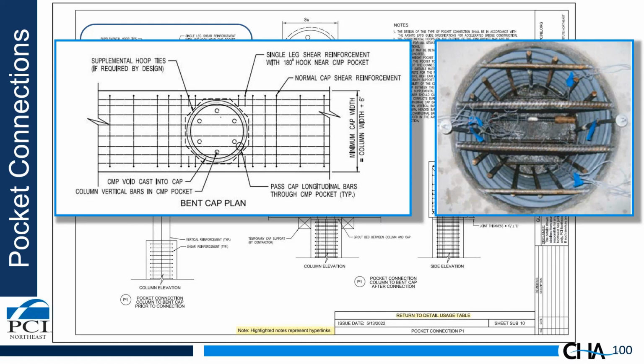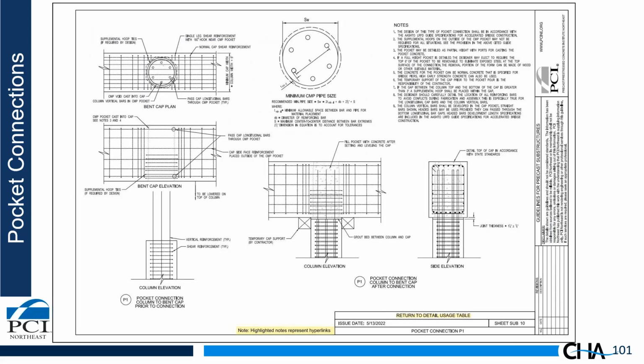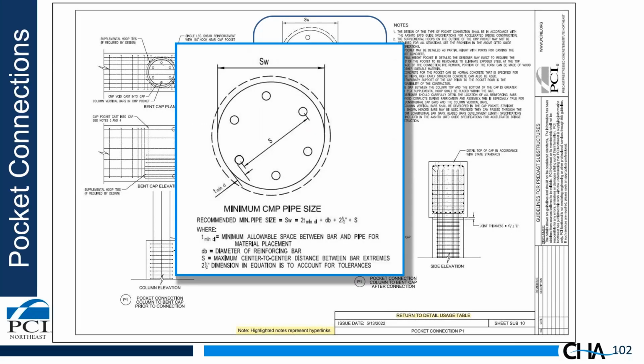The key thing that's cool about this connection, in many cases, the corrugated metal pipe void can function as your confinement reinforcing for the cap design. Again, this is all covered in the AASHTO guide specification. One thing that's important, people always ask, how big should we make this void? And tolerances really drive this decision. So we developed this. This came out of the NCHRP 12-98 research, and we have an equation for the recommended minimum pipe size based on tolerances that are given.